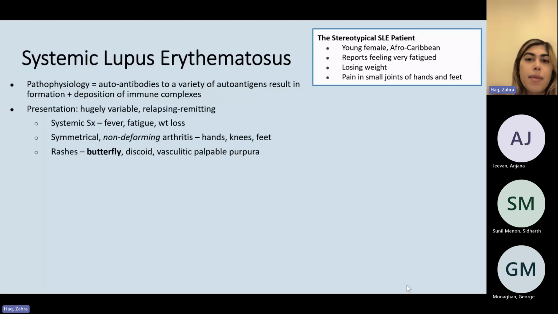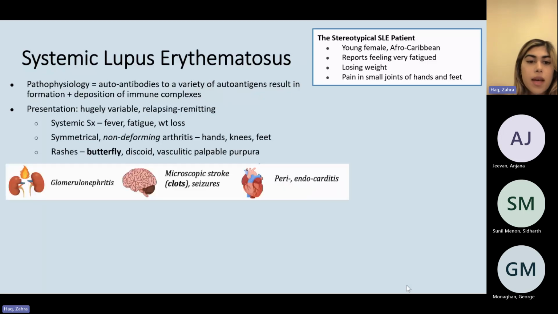Normally the systemic or acute flare-ups would be fever, fatigue, and weight loss, symmetrical non-deforming arthritis in the hands, knees, and feet, and rashes. So the butterfly rash, which will go over the malar folds of the face, a discoid rash, which is more raised on the skin, and also vasculitic skin changes and palpable purpura.